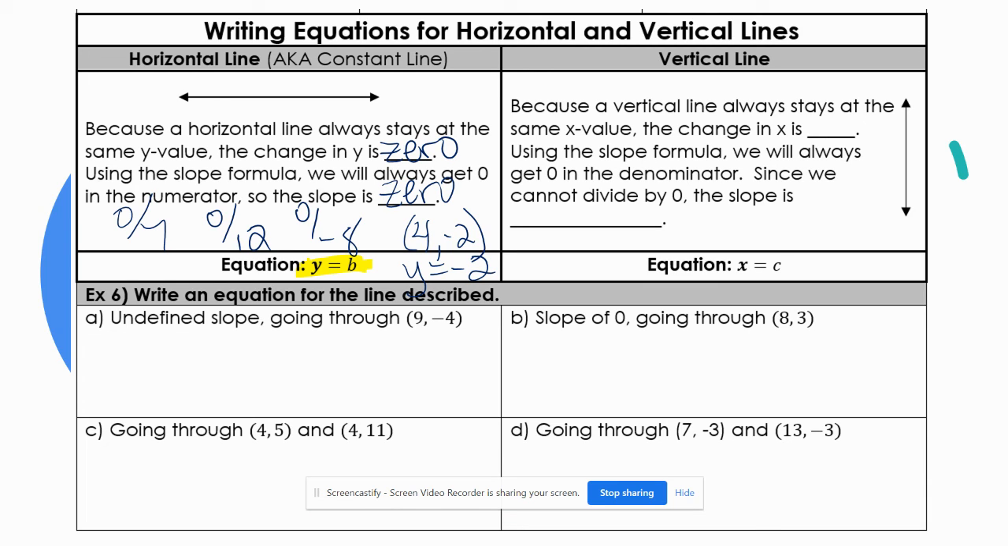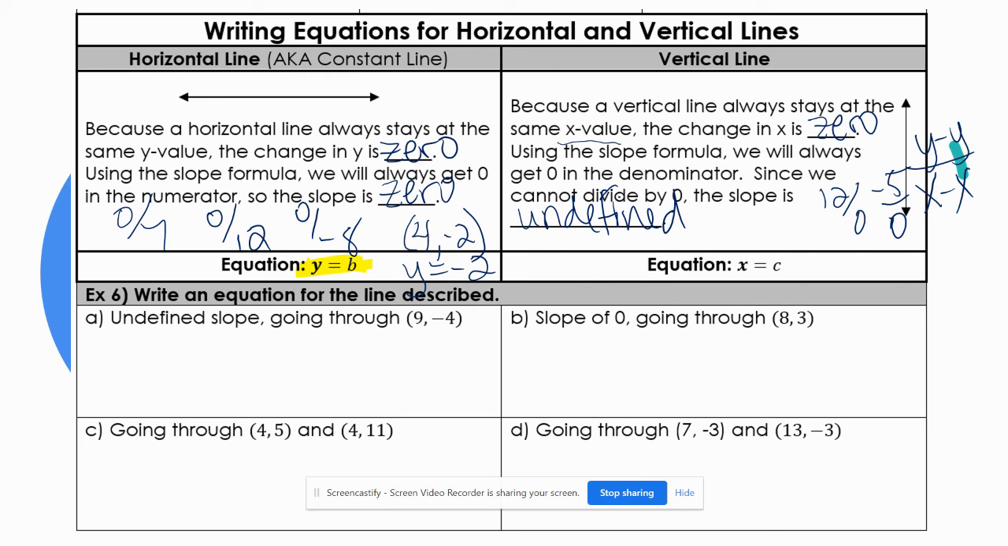Vertical lines go up and down. Our x value stays the same, and so our change in x is 0. The difference is that, remember, it's y minus y over x minus x, so that 0 is in the bottom. We would have like 12 over 0 or negative 5 over 0 or something like that. We cannot divide by 0, so that slope is undefined.